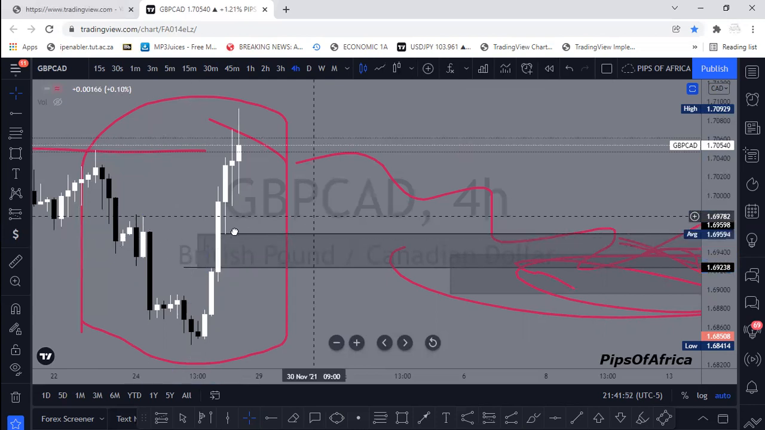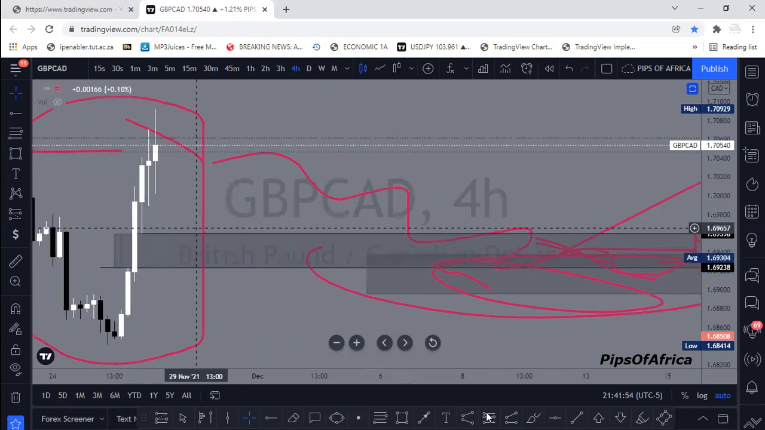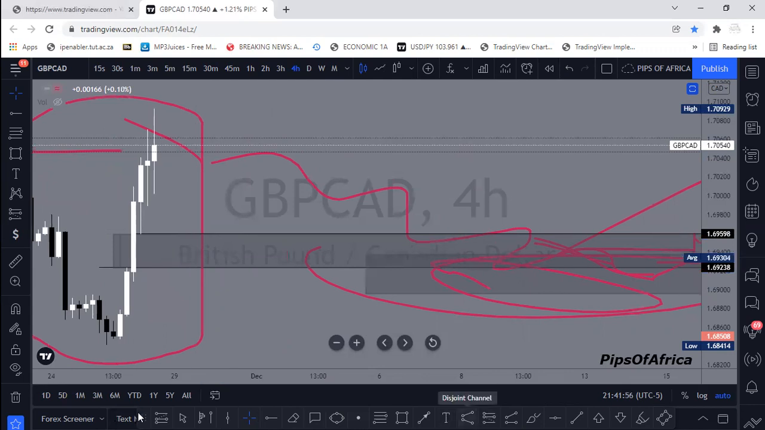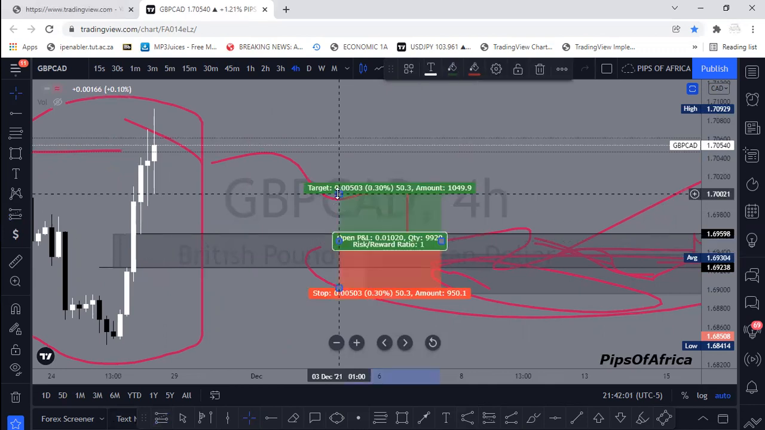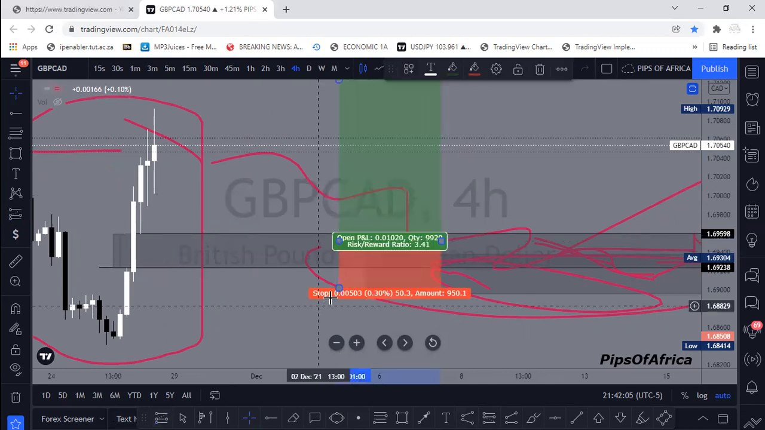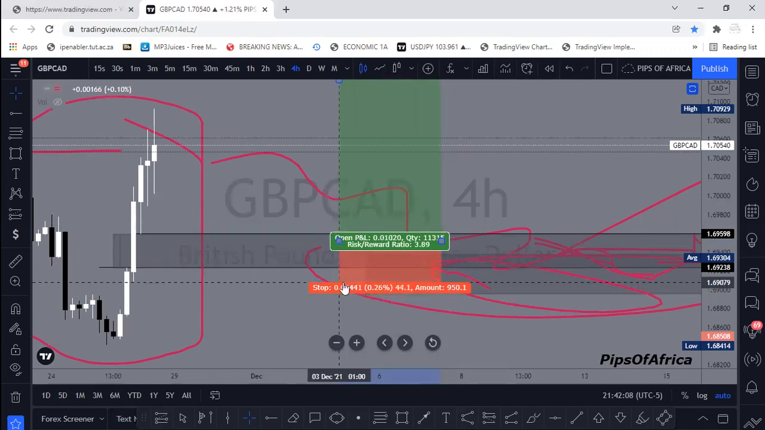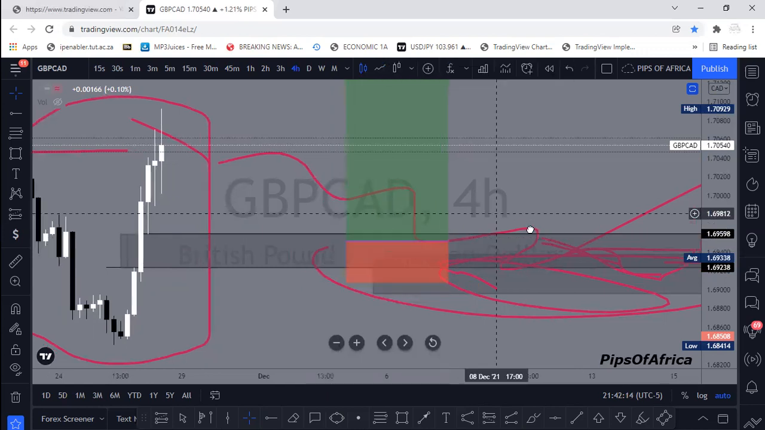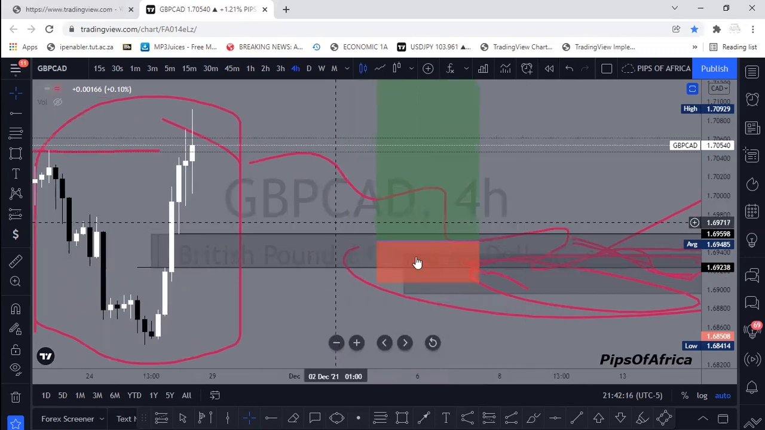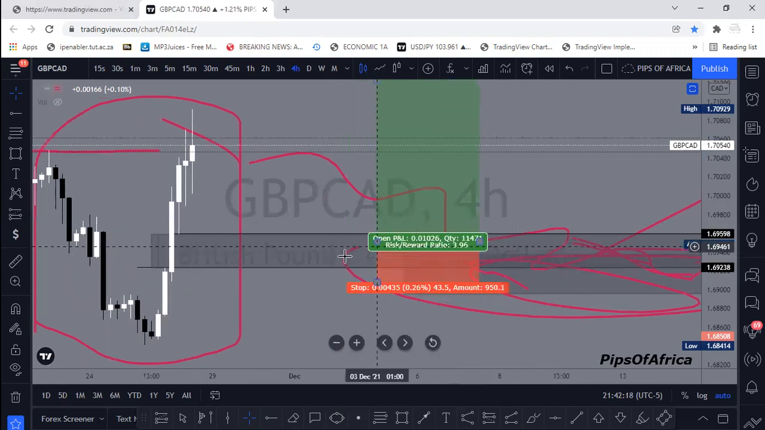So I'm expecting something like this. I'm expecting to buy. I want to buy the market somewhere here. But I won't blindly buy here. I will monitor when the price reaches inside this area. I will go to the 5-minute time frame and monitor the price there.